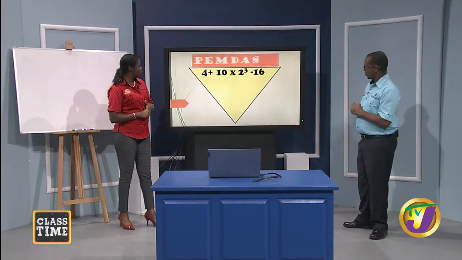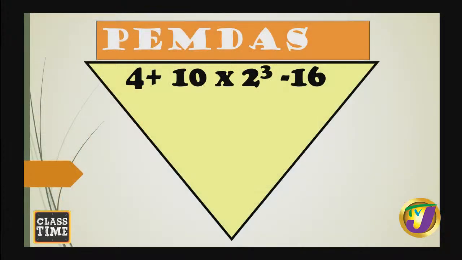So tell me the operations you're seeing here. I'm seeing exponents, 2 to the 3rd power. Yes. I'm seeing a multiplication. Yes. I'm seeing addition and subtraction. Good. Now, the fact that there are no parentheses here, which operation you think would go first?